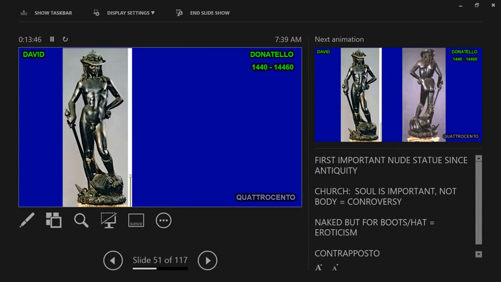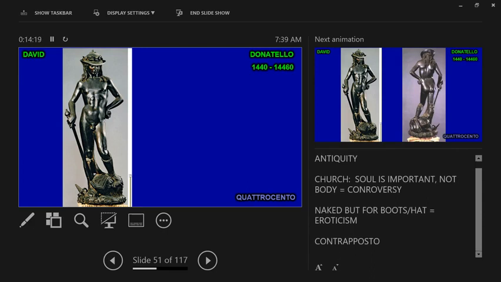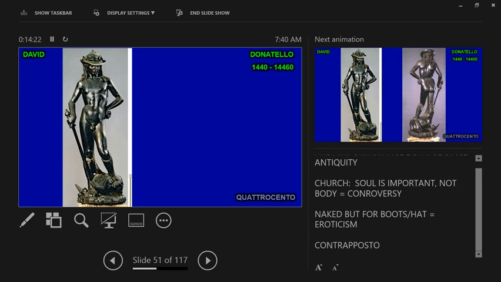All right, now, this sculpture is very important to the Renaissance. It is the first important nude sculpture of the Renaissance since antiquity. Now, we saw the first nude in the Ghiberti, but this is the first, what do they call it, monumental nude, right? Something of life size or larger. And this creates a little bit of a controversy.